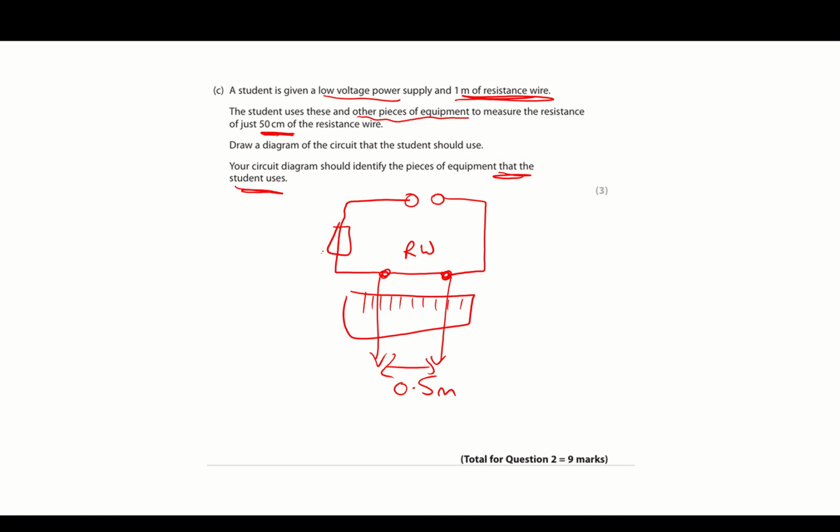I'm going to do the good thing of add a variable resistor anyway, and then the next marks are pieces of equipment. So I'm going to have a voltmeter that goes around the 0.5 meters, and I'm being really careful to not place it any further on the sides there, and I need an ammeter. Now if I wanted to, I could add things like crocodile clips and things like that, but that's the basics there, and that'll answer it well.